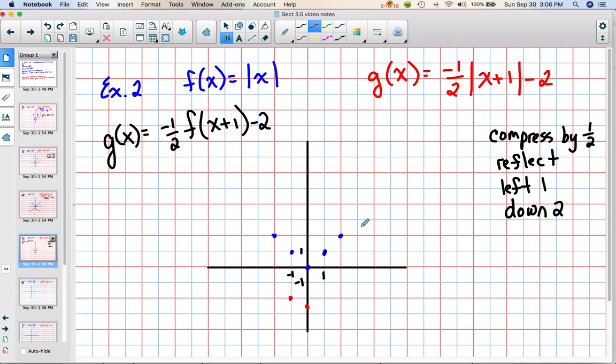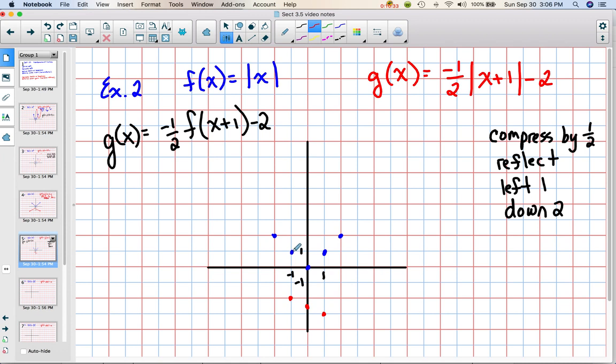Okay, next point. When x equals 2, I'm at a height of 2. I'm going to do half of that, so I'm at a height of 1, reflect it across the x-axis, so I'm at -1, and then go to the left 1 and down 2. Now I'm here.